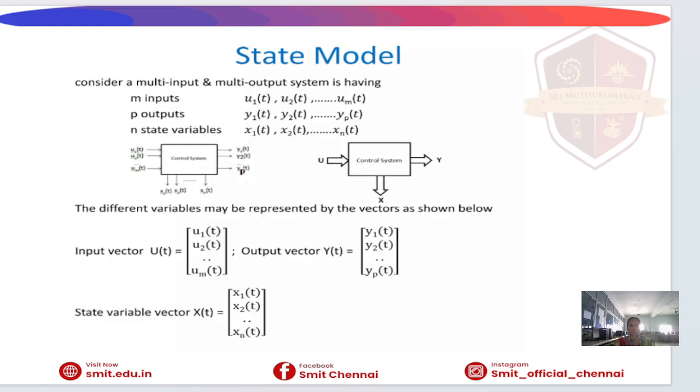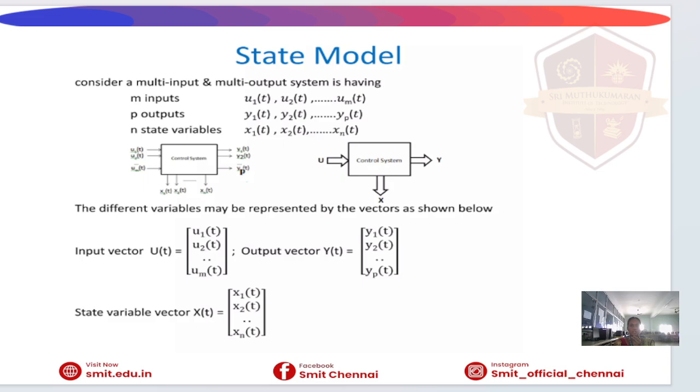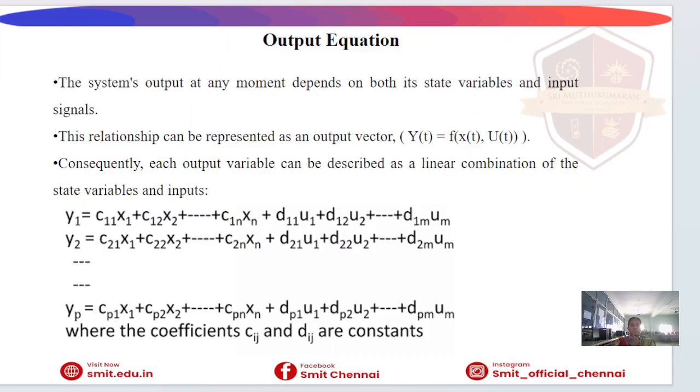Then state space model. The state space model consists of state equations and output equations. The state equation describes the evolution of state variables, while the output equation relates states and inputs to the outputs. Output equations express how system outputs depend on the state variables and input variables, and they also provide the measurable response of the system.